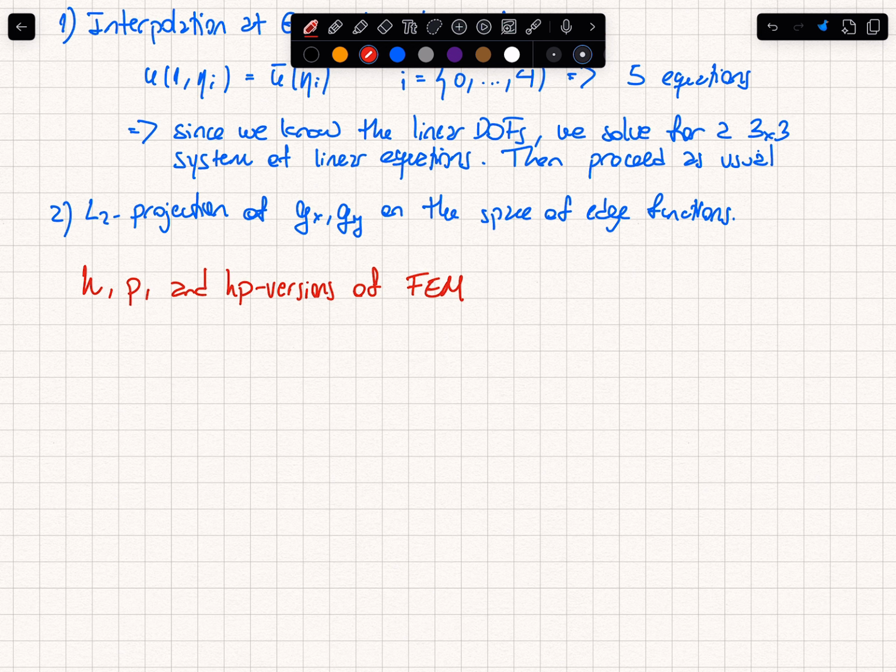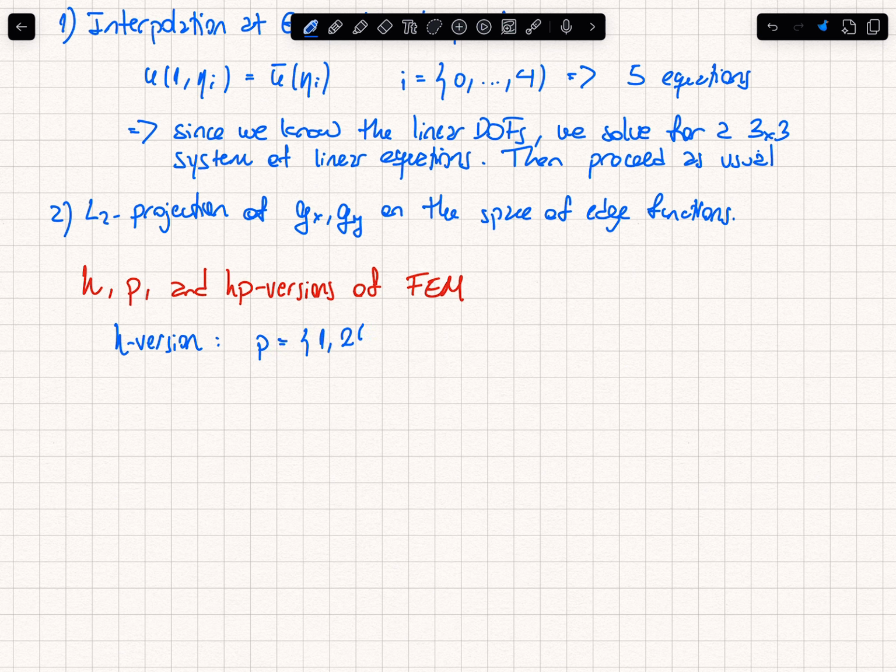So, well, we started with the h version of FEM. And normally, what you will see is that we use either linear or quadratic approximations at most. And this is what you have in every finite element software out there. So p is equal to either 1 or 2. And then the idea is, well, you improve the approximation as you reduce the mesh size, right? Where h is now the size of the largest element.